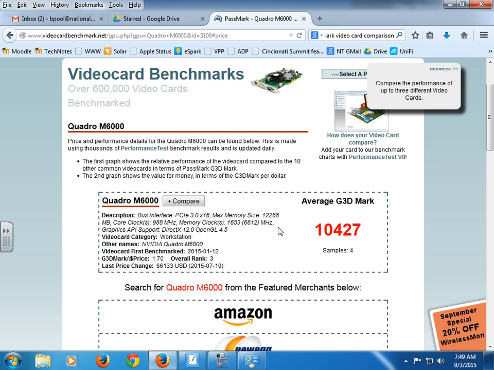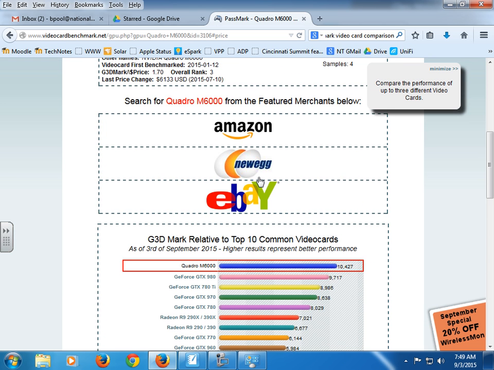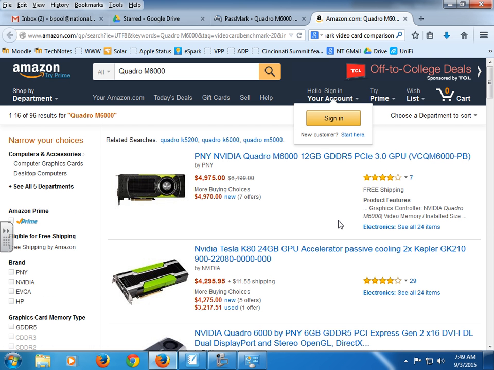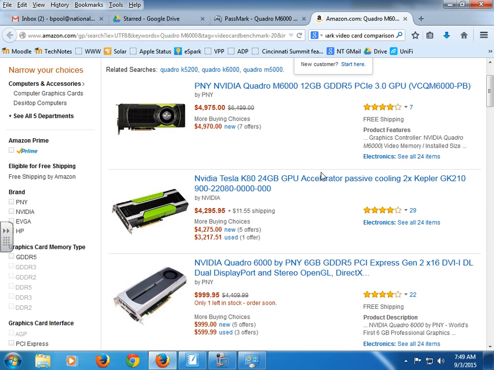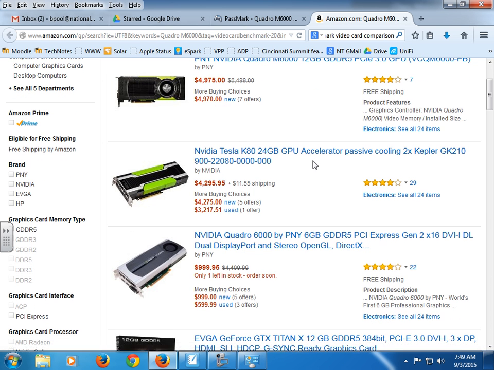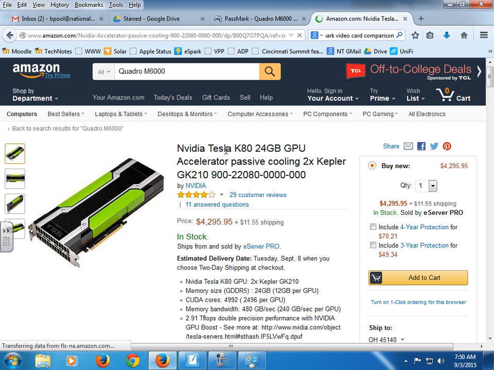This one has 12 gig of RAM inside its processor. It's just crazy. $6,000. Oh, look, see, it's nice. It's on sale. We can get it for $4,900. Oh, look at this one. 24 gig of RAM on this one. That is crazy. That is an insane amount of memory for just your video card.